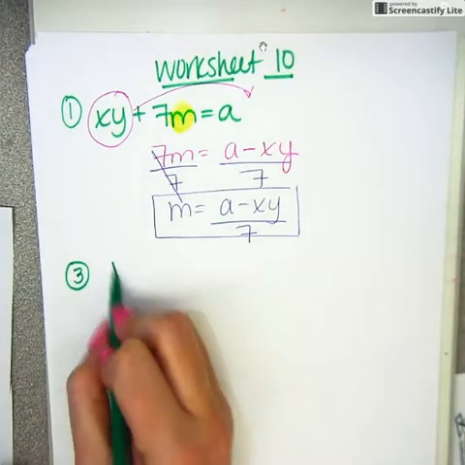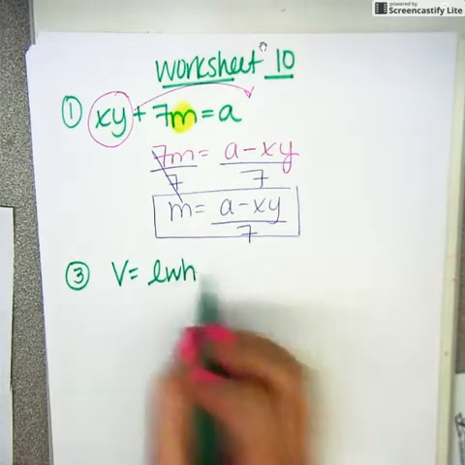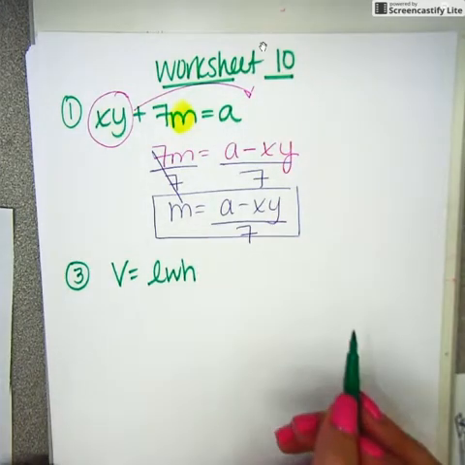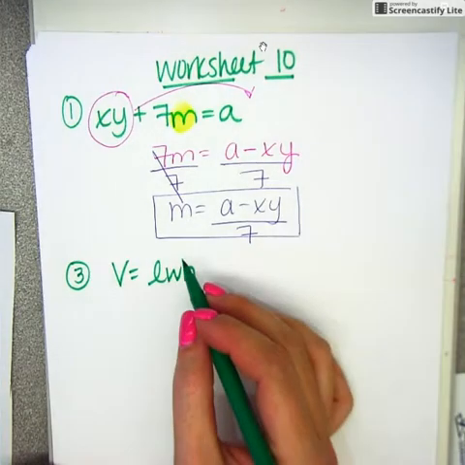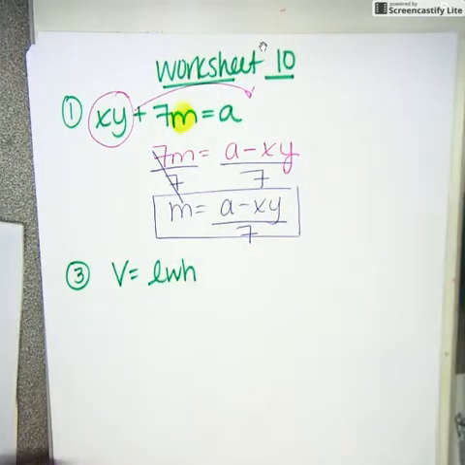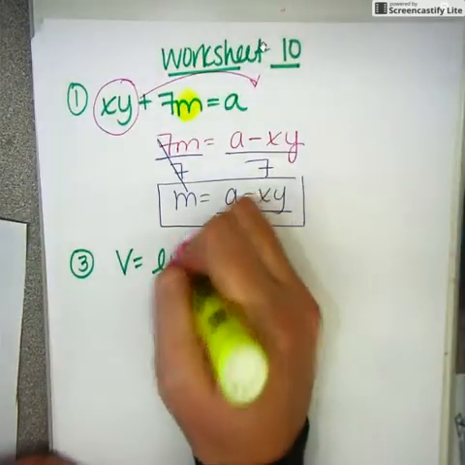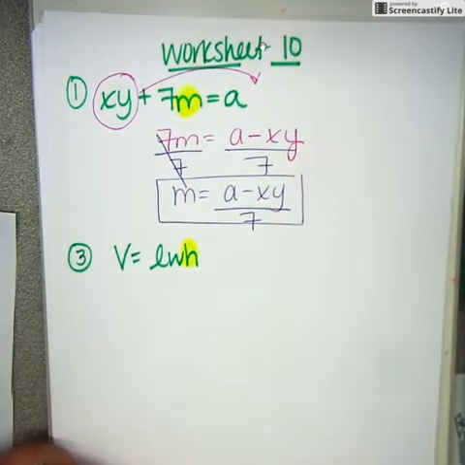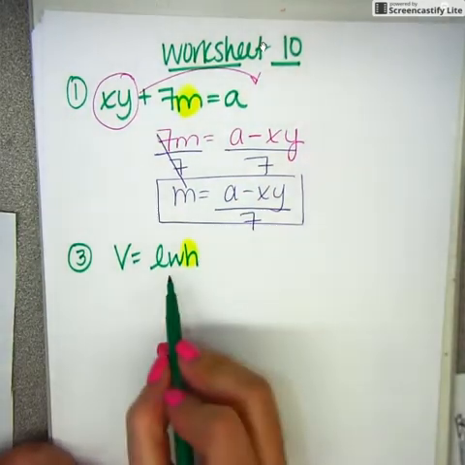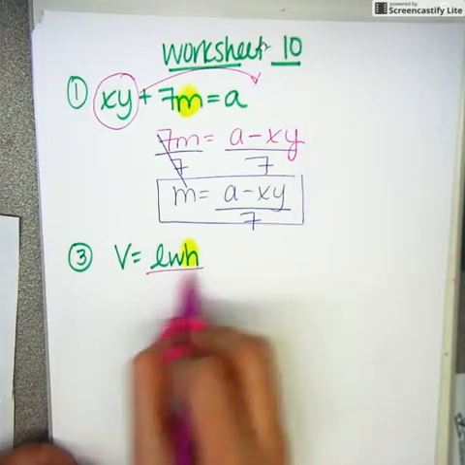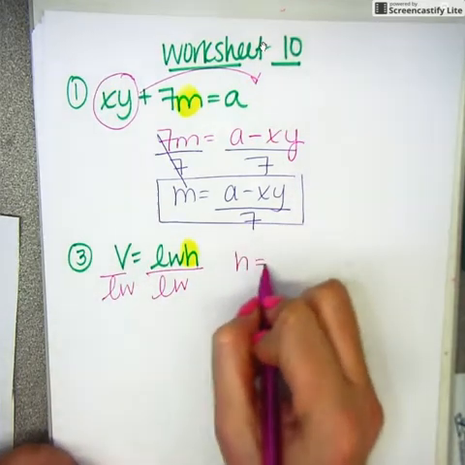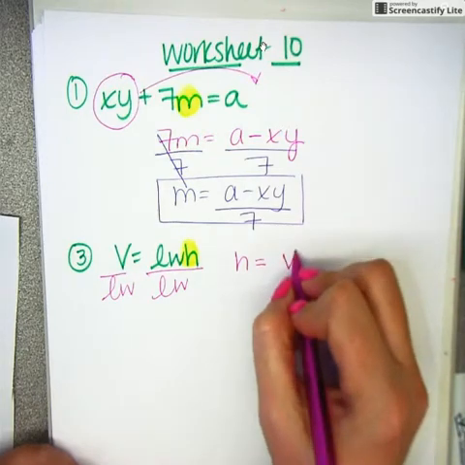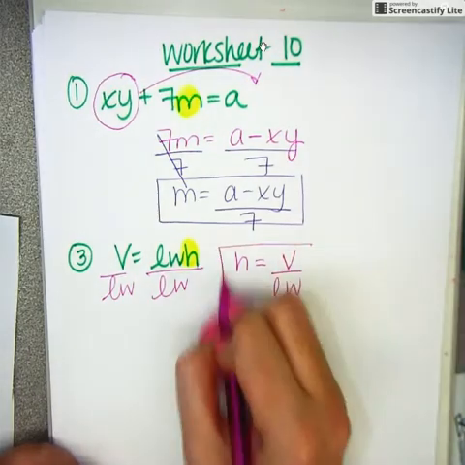All right, problem number 3. You're going to notice that everything is multiplied on problem number 3. So the opposite of multiplication is division. We want to get h all by itself. You can do all of your division at one time since it's all multiplied. So I'm going to divide both sides by LW. So h is going to equal V divided by LW.